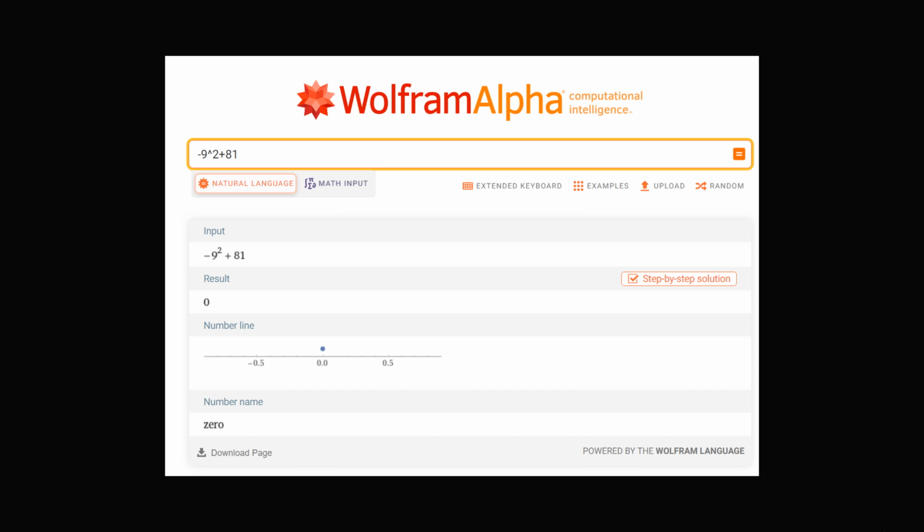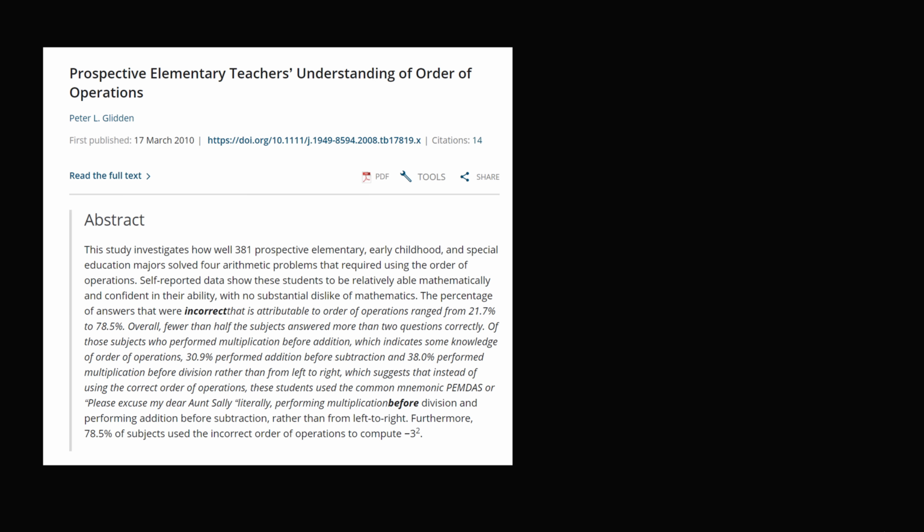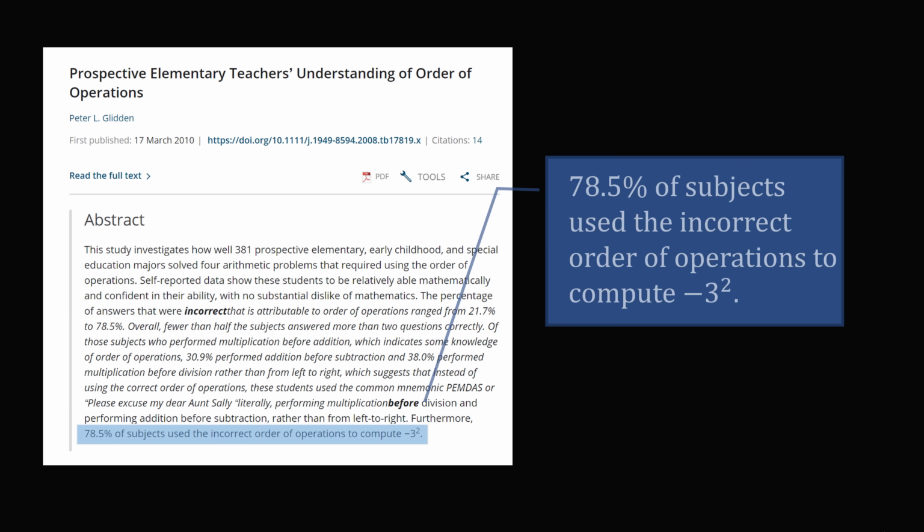Now, if you didn't get this, there is widespread misunderstanding about this concept. Several years ago, a study of prospective elementary teachers showed that they incorrectly applied the order of operations to compute the opposite of 3 squared. So it's not just students who get this wrong, but even sometimes teachers don't evaluate this correctly.